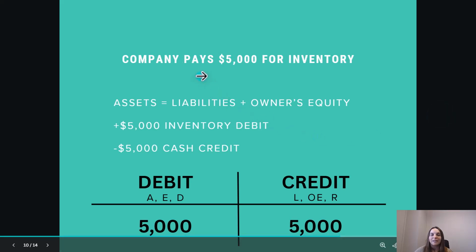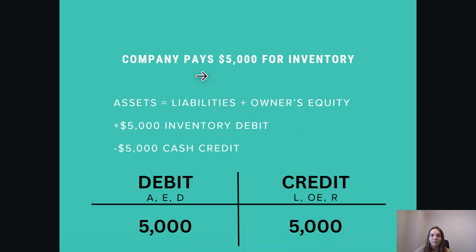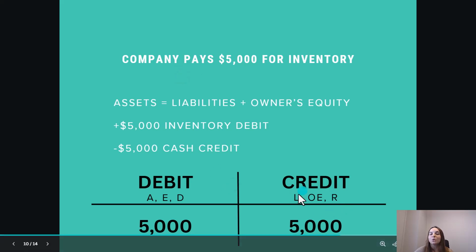The company pays $5,000 for inventory. Now remember, inventory is an asset account. We're going to increase it, which means we're going to debit, okay? And then we have cash, which is an asset, but we're decreasing cash. And because assets have a normal debit balance and we need to decrease it, we are going to credit the asset, okay?